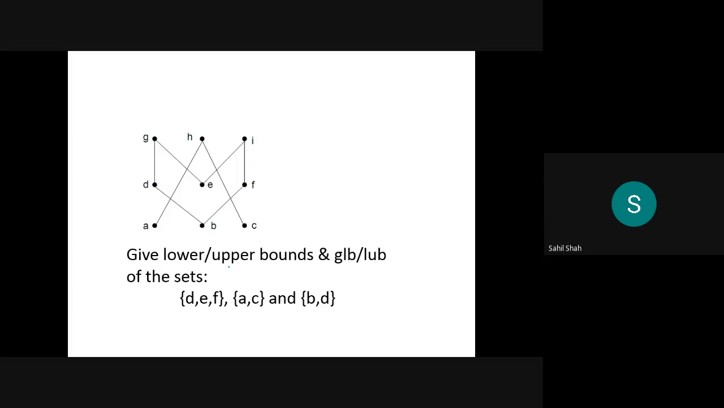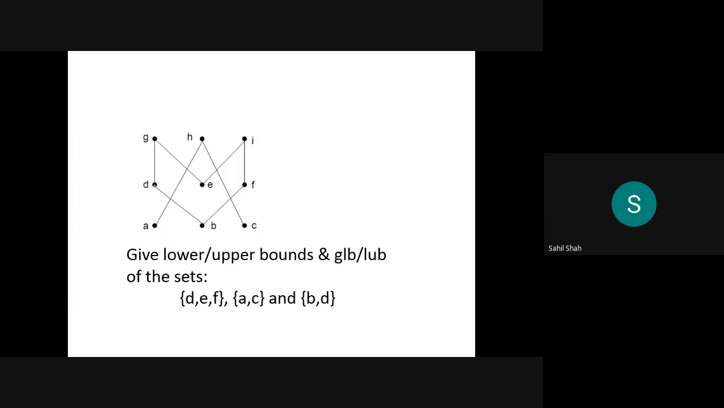Give lower and upper bounds, greatest lower bound and least upper bound of the sets DEF, AC and BD. Now this is confusing, challenging, as well as it is covering everything. Think over it and let me know your final answers.